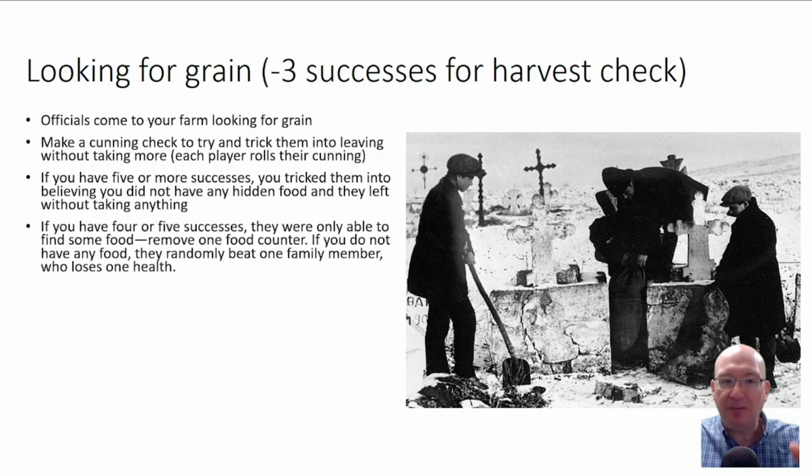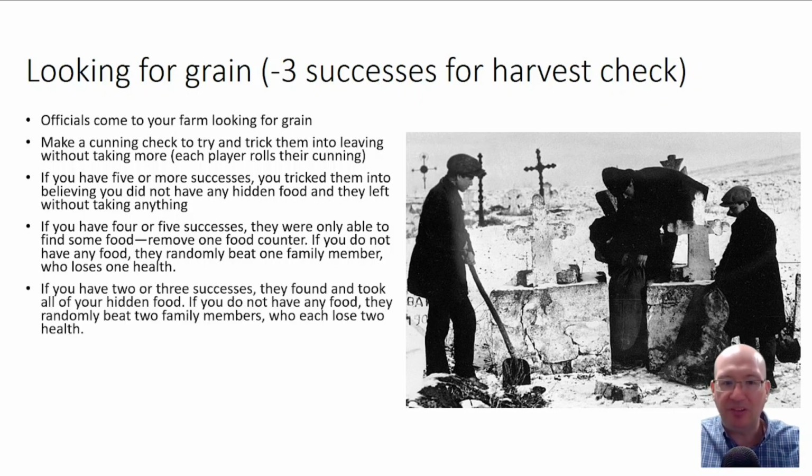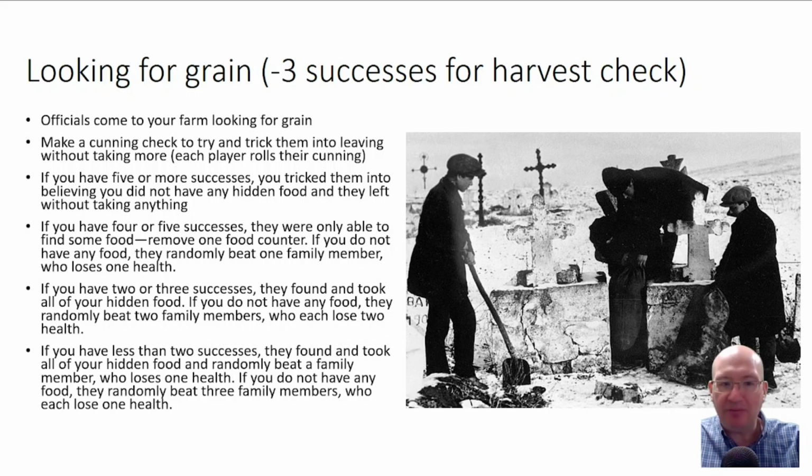And then I said, okay, if you have 4 or 5 successes, they were only able to find some food, remove 1 food counter. If you do not have any food, they randomly beat 1 family member who loses 1 health. If you have 2 or 3 successes, they found and took all of your hidden food. If you do not have any food, they randomly beat 2 family members who each lose 2 health. And I use the word random there because there's that random chart. And then if you have less than 2 successes, they found and took all of your hidden food and randomly beat a family member who loses 1 health. So notice it's a little bit worse.